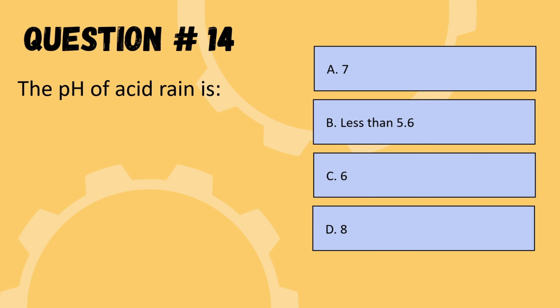Next question is, the pH of acid rain is. The options are 7, less than 5.6, 6, or 8. So the correct option is less than 5.6.